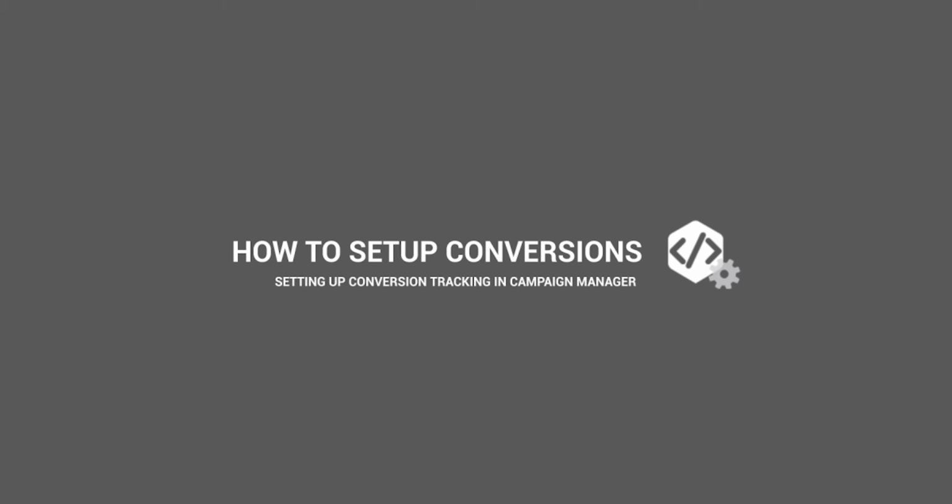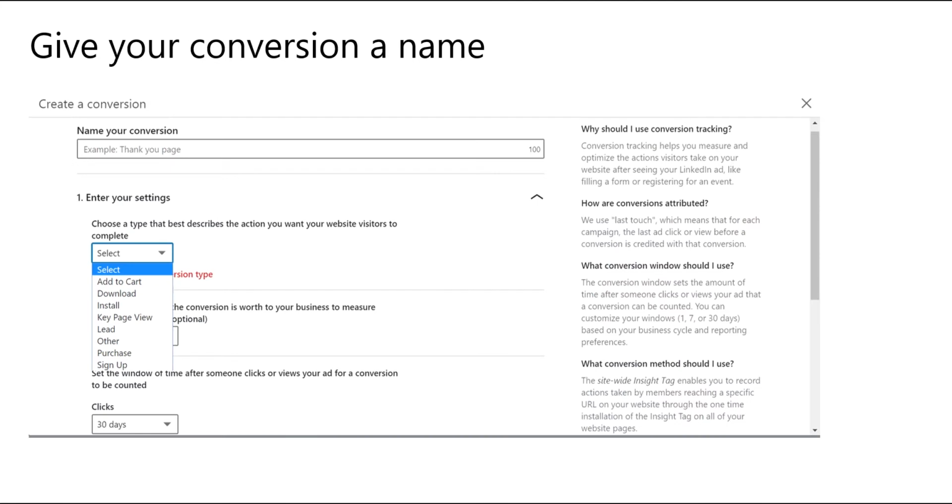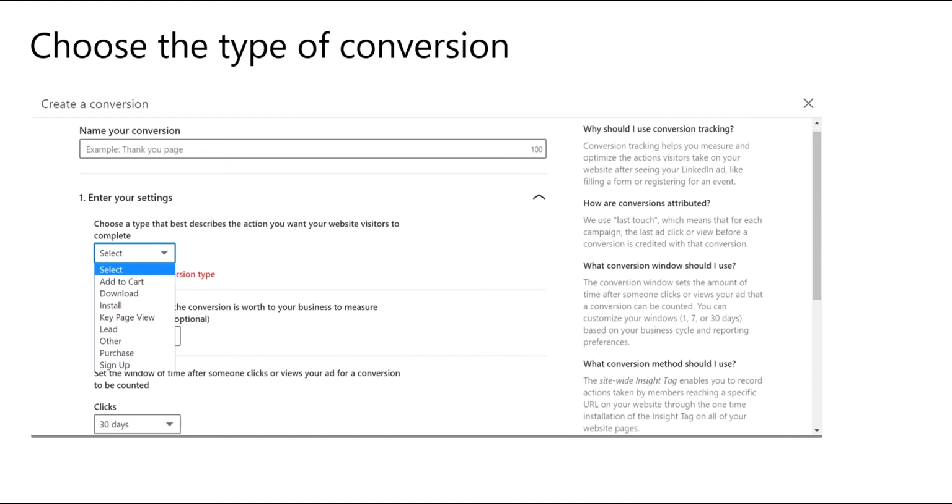Now, how do you set up conversions in your campaign, or how do you use the Insight tag to track conversions? So again, you can simply set up conversions under Account Assets, Conversions, and then you need to give your conversion a name. You need to select what's the type of conversion, whether it's an add to cart, a download, install, a lead, a purchase, a sign up, or something else, right?